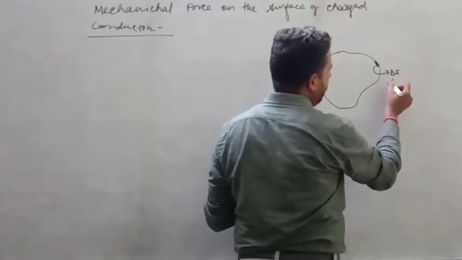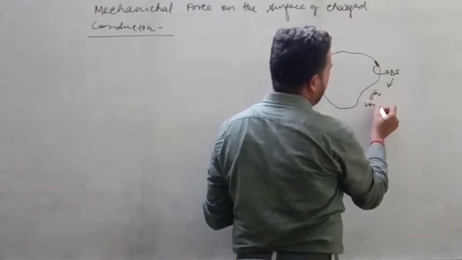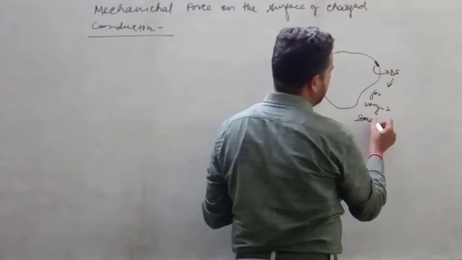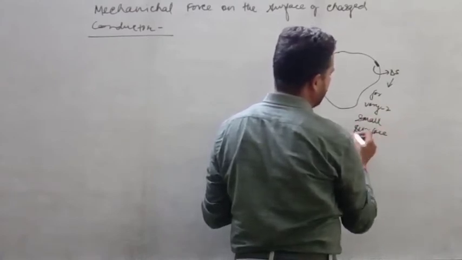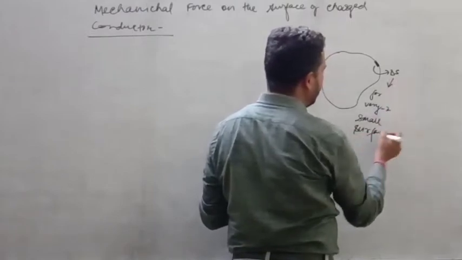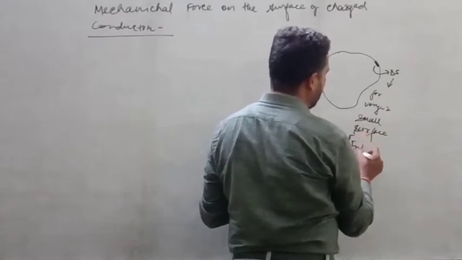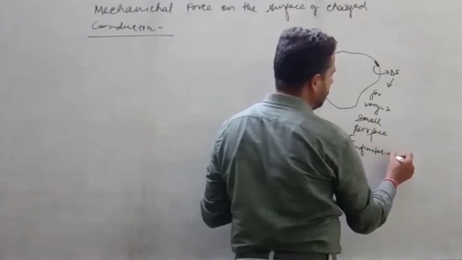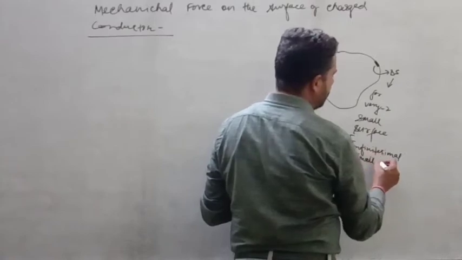So for a very small surface, this is called an infinitesimal small surface.